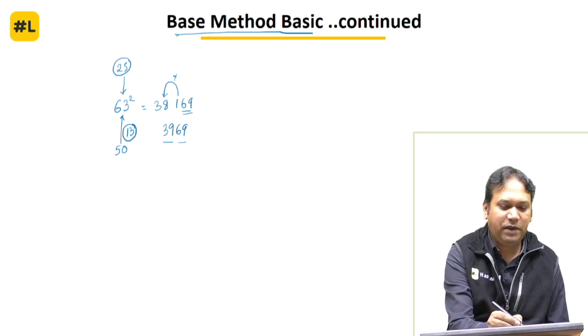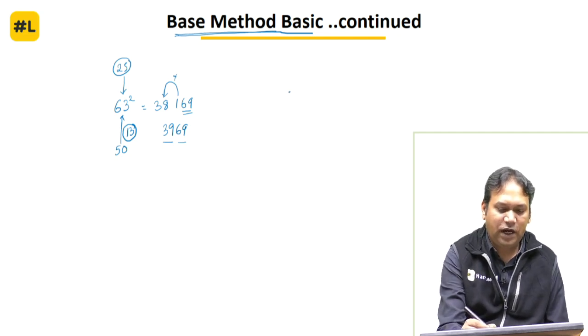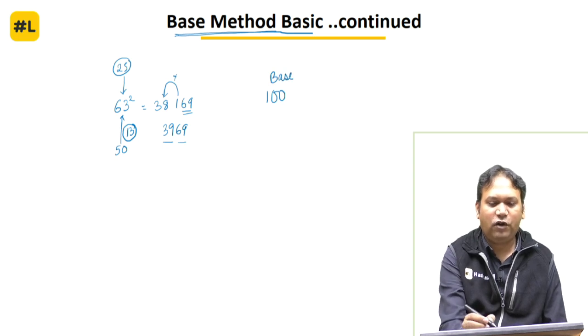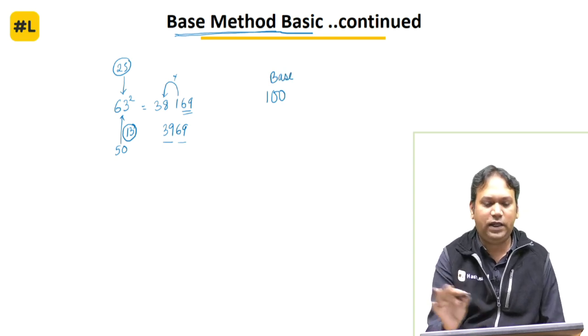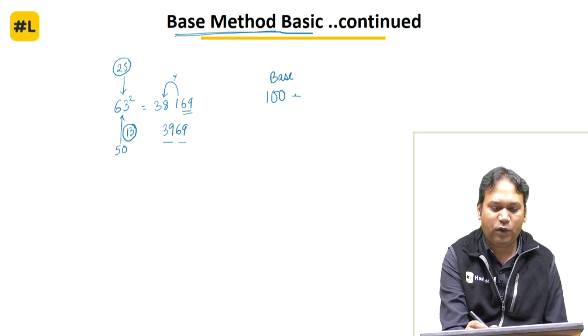Now coming to the base method. In the base method we will use 100 as a base, and we will calculate, first of all, the basic base method: the square of numbers close to 100. What is a base? A reference point.